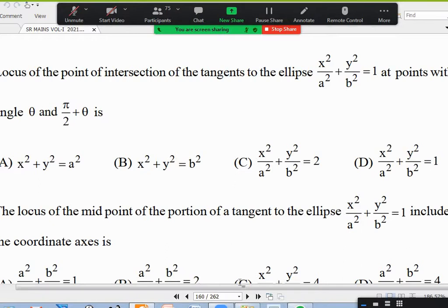First, second, or second, third, or third, fourth, or fourth, first. Yes, sir. Sir, we can use the parametric equation and find the equation of the tangent, sir. Then square both and add them. Yeah, that is the easy one. It is nothing about the auxiliary circle, nothing about the director circle, nothing about the corresponding point on the auxiliary circle. Just there are 2 points whose parametric angles differ by pi by 2. That's all.